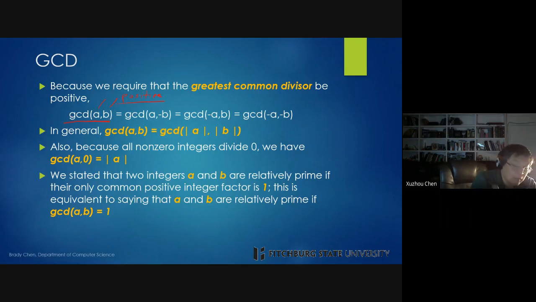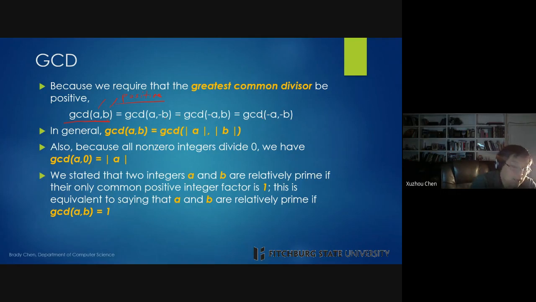It does not mean that this concept does not apply to a negative number, but we find out that if we put a negative sign on any of the numbers, it doesn't change the result. So the greatest common divisor between A and B is the same as the greatest common divisor between A and minus B. And it's the same as the greatest common divisor between minus A and B, or between minus A and minus B.